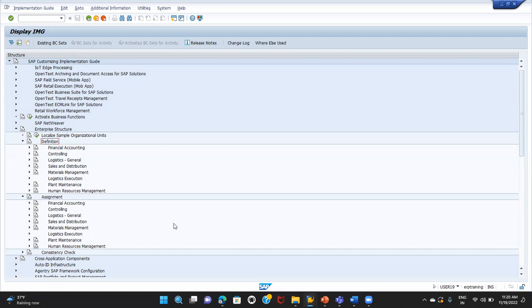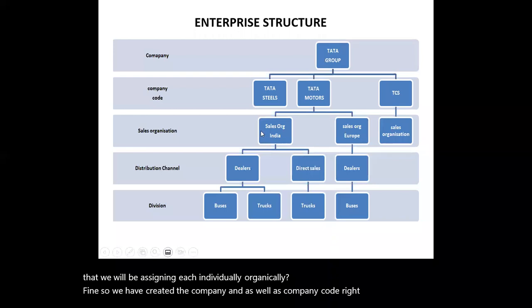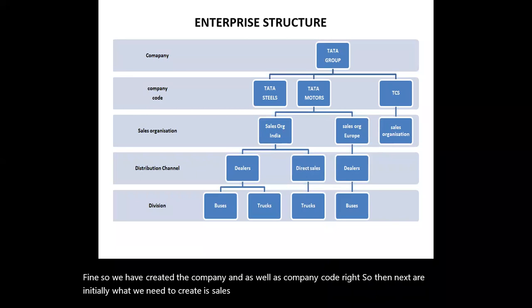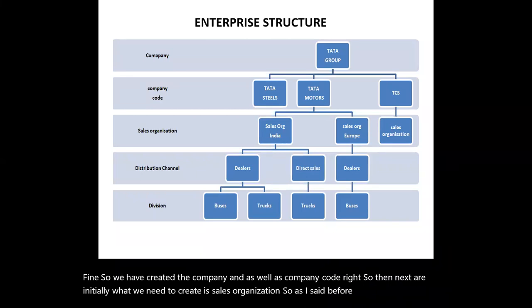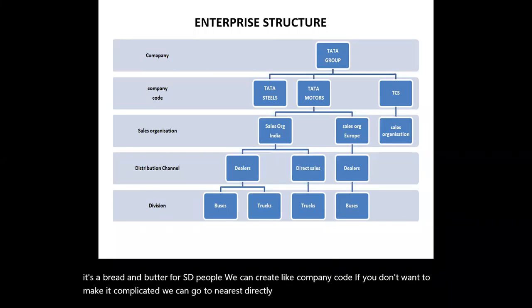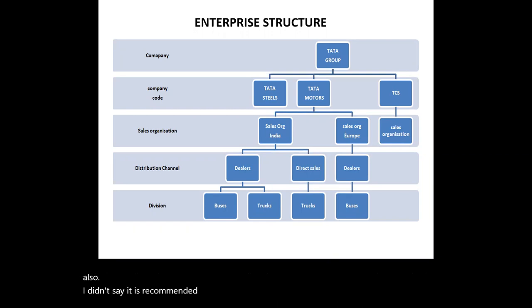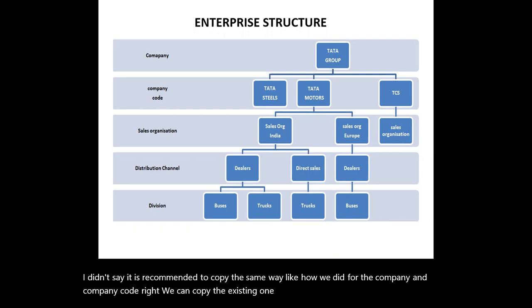Fine. So we have created the company as well as the company code, right? Then the next organization unit we need to create is the sales organization. As I said before, sales organization is the bread and butter for SD people. Like company code, if you don't want to make it complicated, we can go to the new entries directly and create our own sales organization. Or it is recommended to copy, the same way we did for the company and company code, right? We can copy the existing one also. Either way, we can do it.